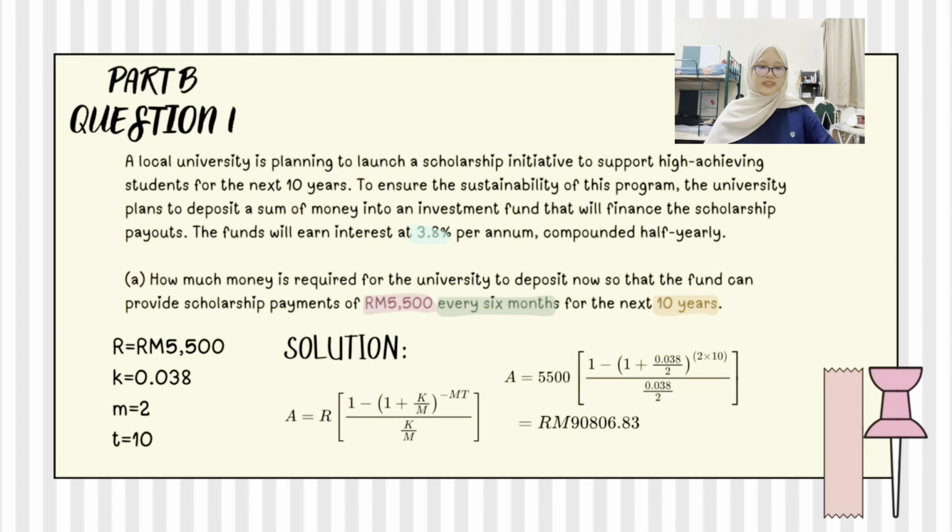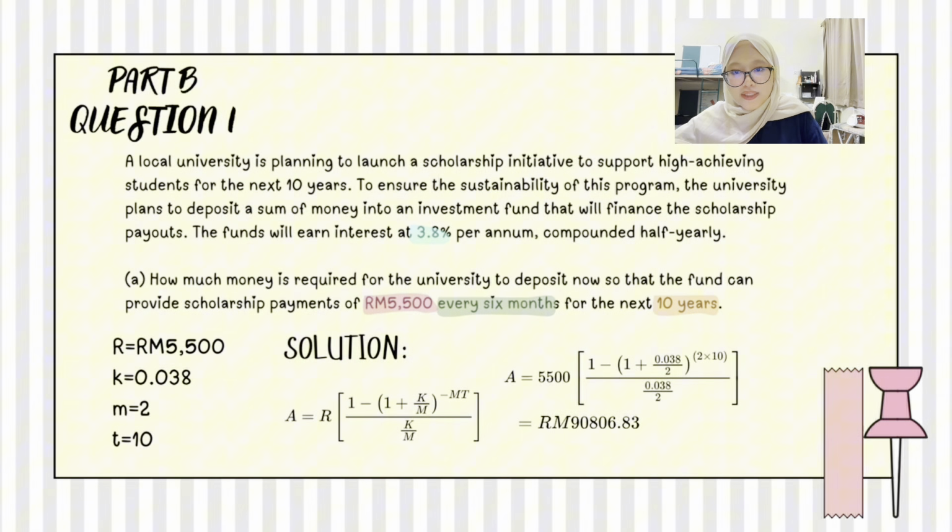I will be presenting the solution for part B, question 1, which is about planning a scholarship fund for a university. So let's read the question first. A local university is planning to launch a scholarship initiative to support high-achieving students for the next 10 years. To ensure the sustainability of this program, the university plans to deposit a sum of money into an investment fund that will finance the scholarship payouts.